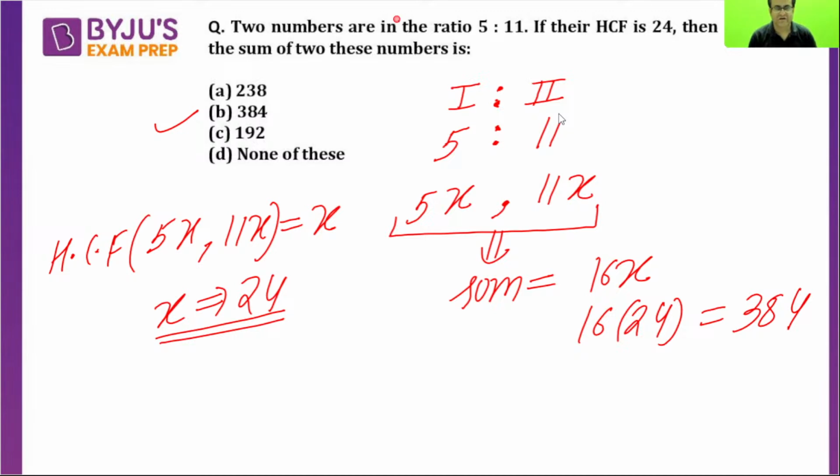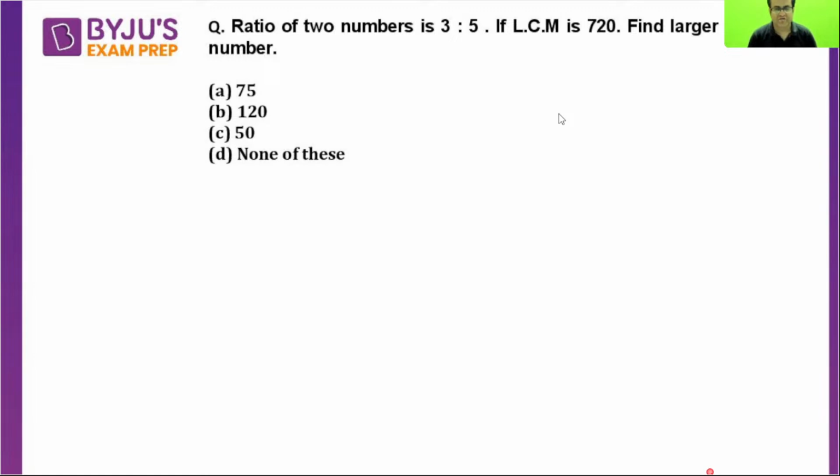Every single step has been explained. I think this is clear now. Any confusion, any doubt, you're most welcome to ask. Okay guys, let's move to the next. Ratio between two numbers is 3:5. LCM is 720. Find the larger number.